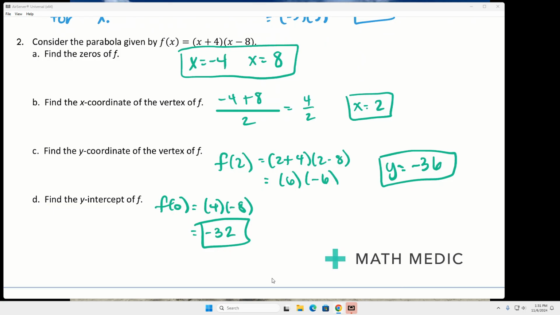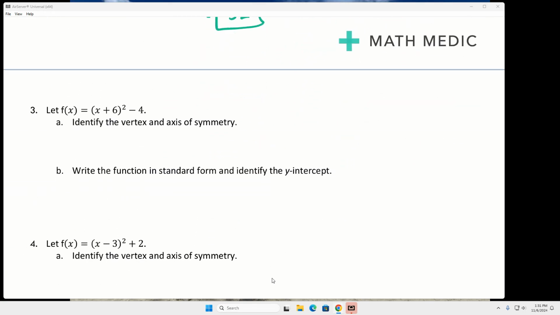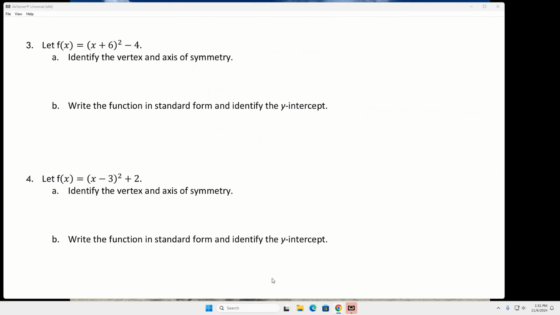All right, the next one is going to be in vertex form, and we're going to do some of the same things. In vertex form, identifying the vertex and axis of symmetry is super easy. For the vertex, we are just going to take what's inside the parentheses for our x coordinate, but we are going to change the sign. And the y coordinate, we do not change the sign. If it doesn't come out of the parentheses, you're not going to change the sign.